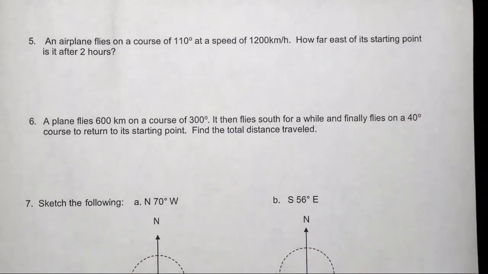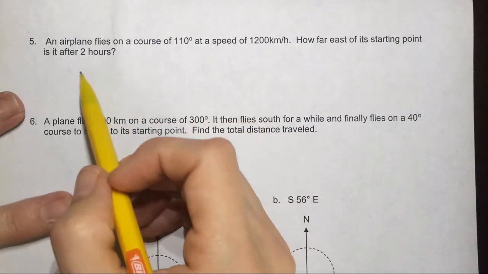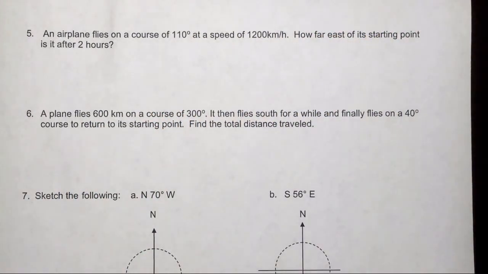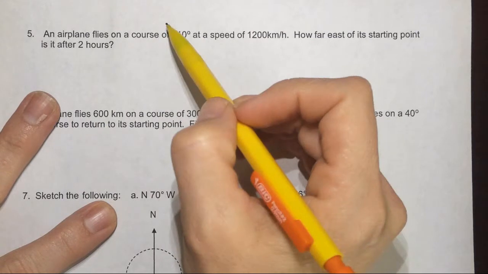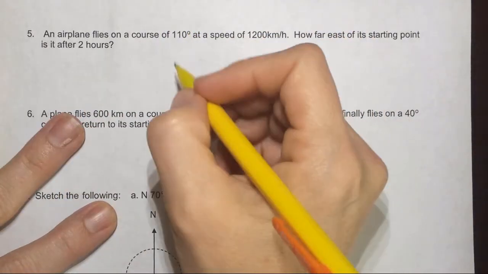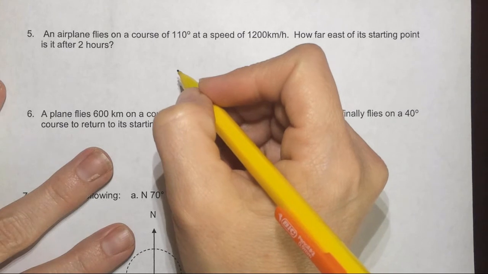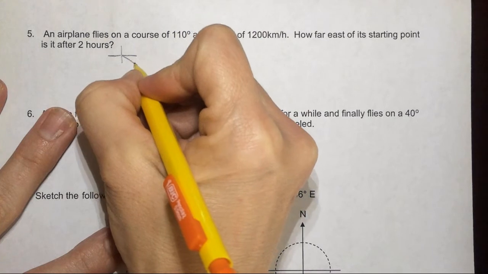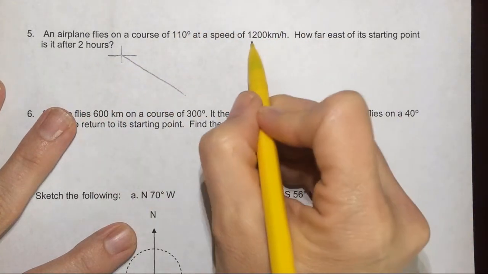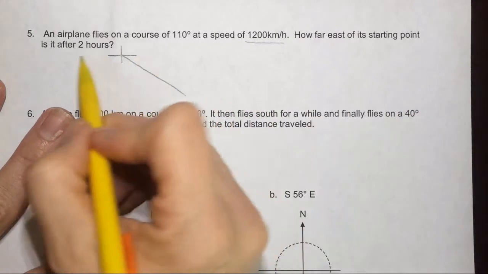So number 5 is very similar to our sailboat problem. It says an airplane flies on a course of 110 degrees at a speed of 1,200 kilometers per hour. How far east of the starting point is it after 2 hours? Okay, so we've got an airplane flying east, on a course of 110 degrees. So 110 degrees will put me in the bottom left. And I'm going to go on this line of 110 degrees at a speed of 1,200 kilometers for 2 hours.